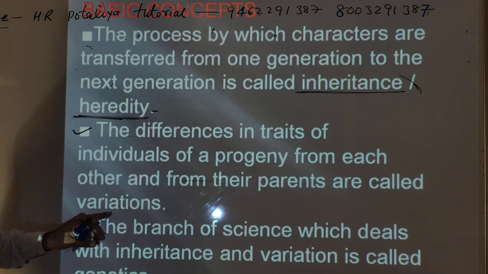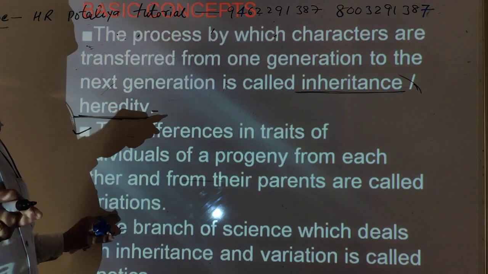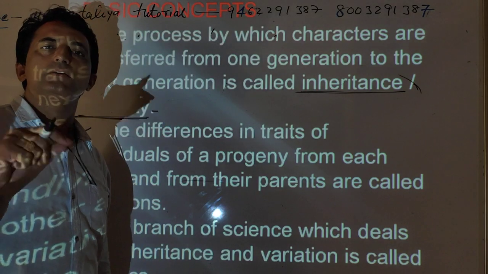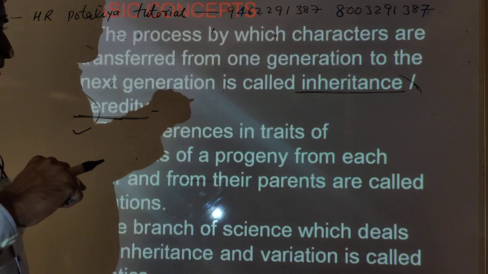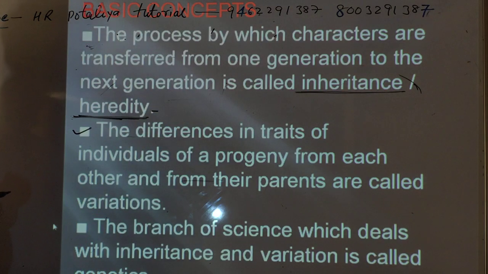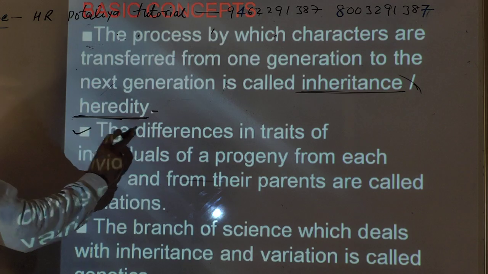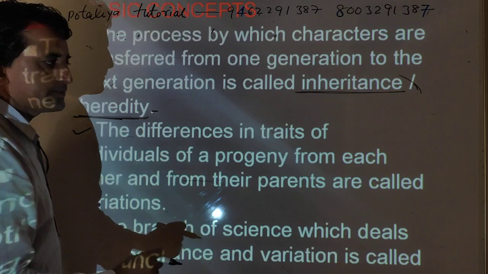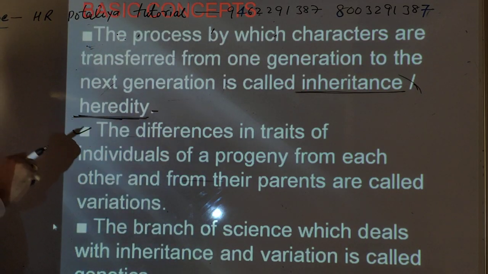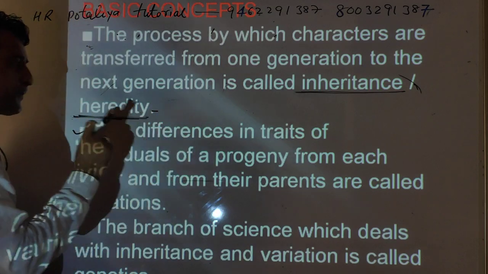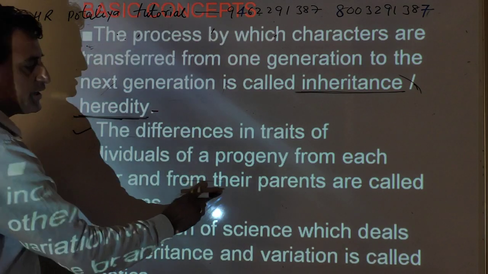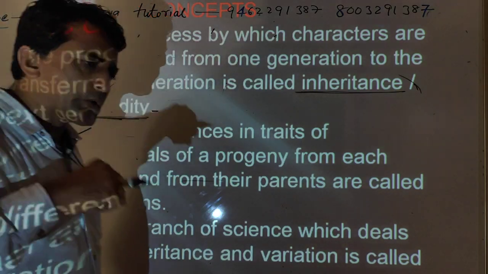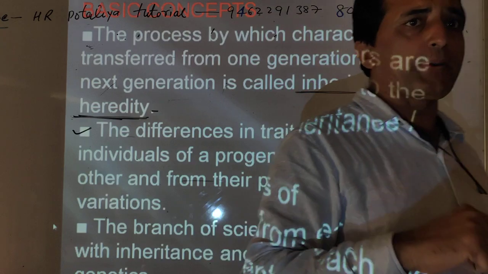Second part. Another term is variation. I have already discussed with you. What is variation? We are different from parents. Not all the characters, particularly some characters are different. The difference from parents, the differences in traits of an individual, of a progeny, of a newborn, where the progeny is different from parents, that is known as variation. Yani, aap khud apne aap ko note kare, khud pe isko apply kare.